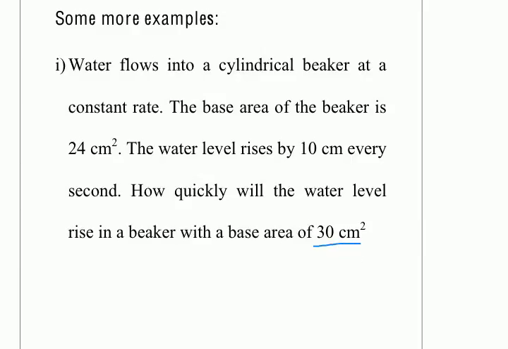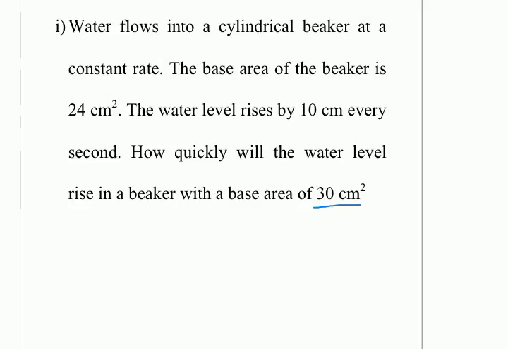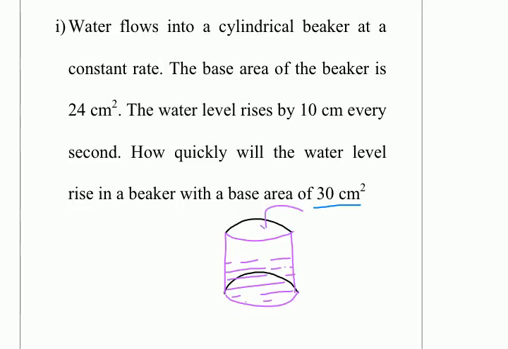So essentially, let's try to portray this as a diagram. So here I have a beaker which is filled with water, and the water is coming in at a specific fixed constant rate, and say the water level goes from one point to the other, which is 10 centimeter every second. So what is the volume of water that is being pumped by whatever means it's coming in?